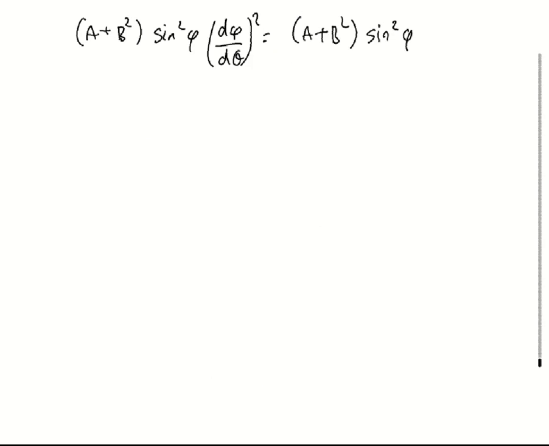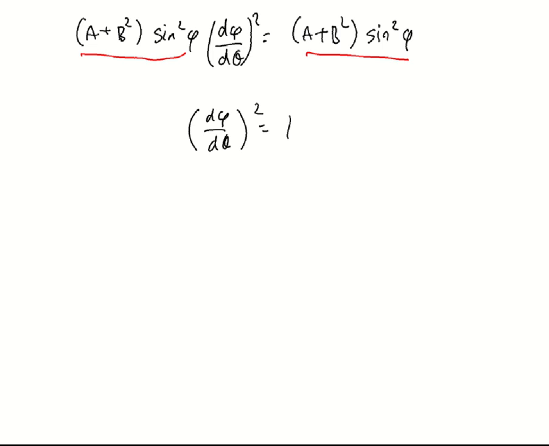So now look at this beautiful thing, because you see that and that cancel, and we are left with d phi by d theta squared equals 1, which means that phi is plus or minus theta plus a constant. Now, just remember the system is rotationally symmetric, right? Which means that I can just rotate it in such a way that phi is simply theta.